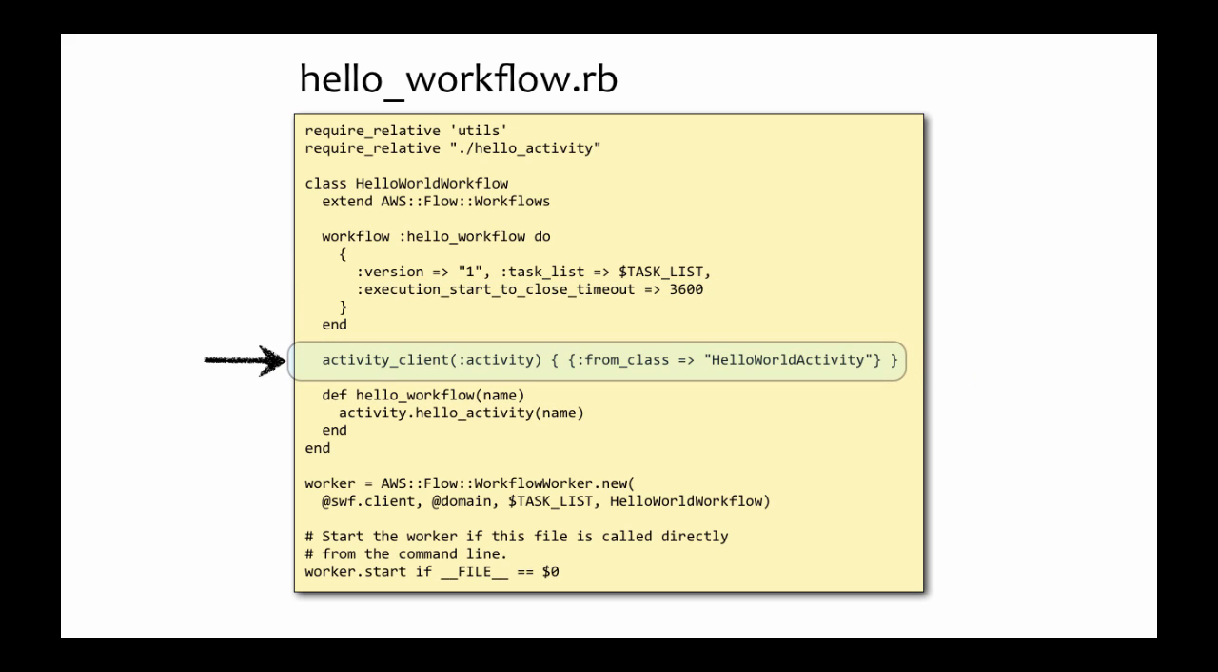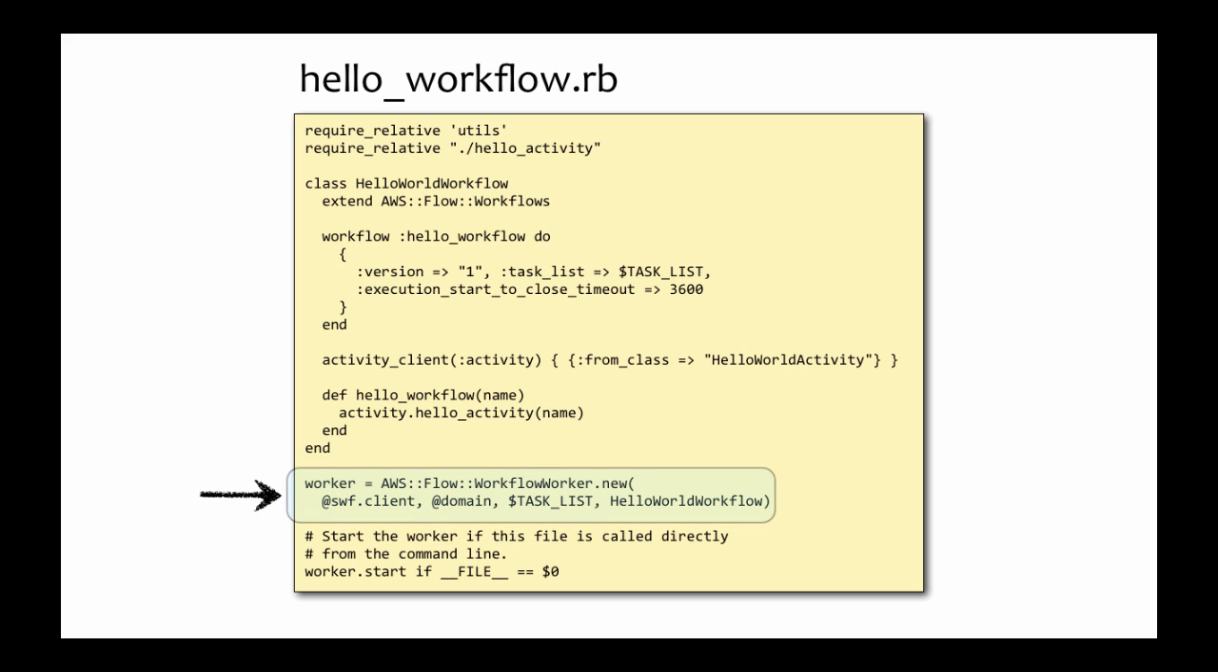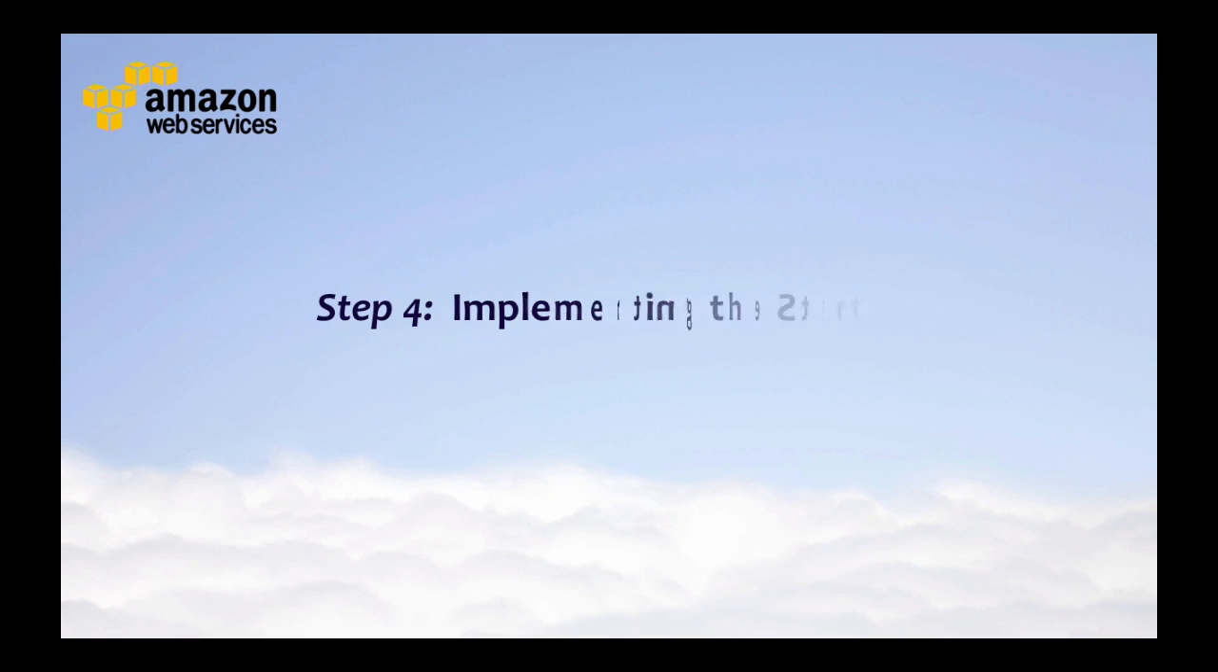Our workflow sets an activity client and copies the settings from Hello World Activity, which we defined in hello_activity.rb. Our workflow is rather simple and just runs the hello activity, passing it the name that is also provided as input to the workflow. Finally, we set up a workflow worker that will start executing the workflow. Again, we add a line of code that allows us to run the file from the command line. We are now finished with both the activity and workflow implementations.